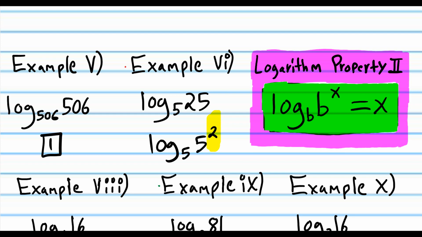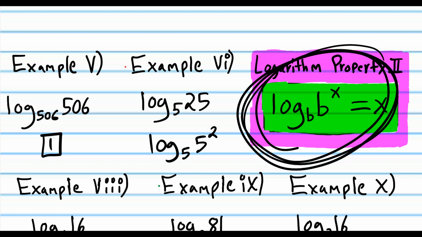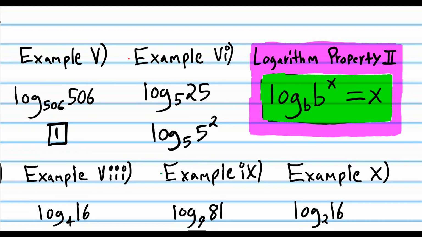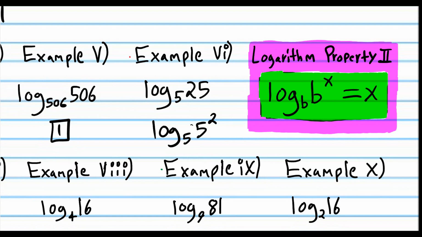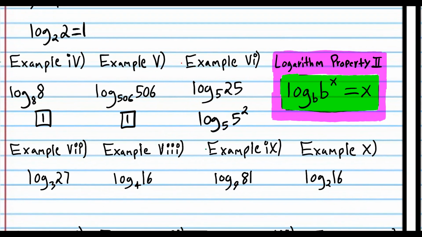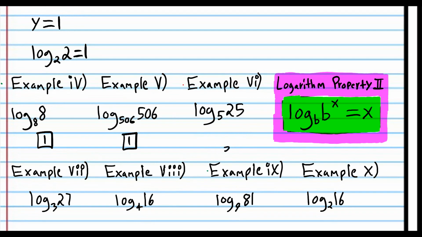All right, and that's true in every case. So that's where we come up with this property here. So just be aware that if you can change this number so that the bases are the same, then whatever's in the exponent ends up being the answer. So the answer for that one is just going to be 2.